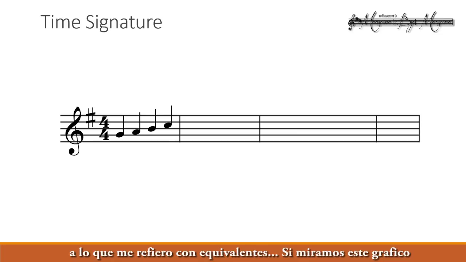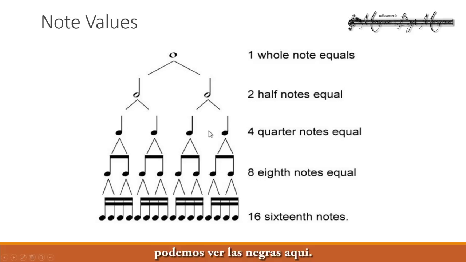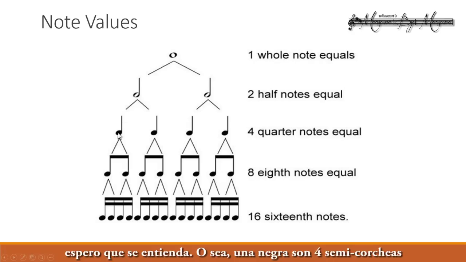And what I mean with equivalence, if we look at this graph, we can see the quarter notes right here. 1 quarter note is the same length as 2 eighth notes. So if this is 1 quarter note, this would be the 8th notes, and this would be the 16th notes. Okay, I hope that makes sense. So 1 quarter note is 4 16th notes. And then this is our basic because it's 4/4.